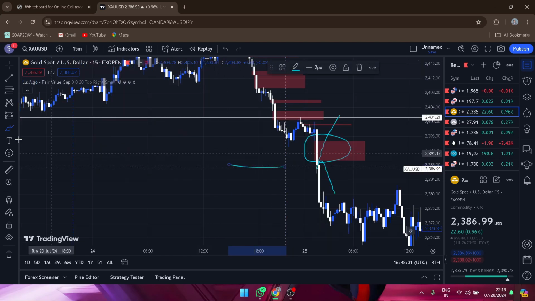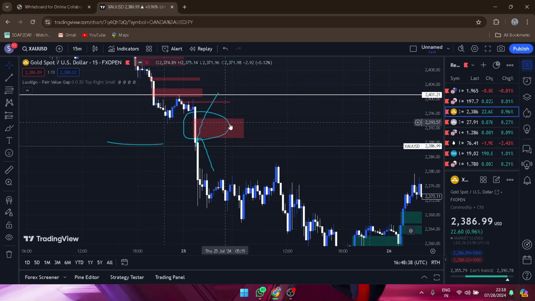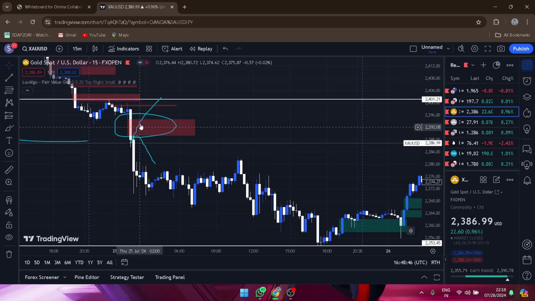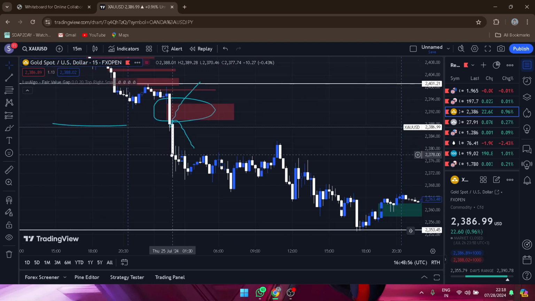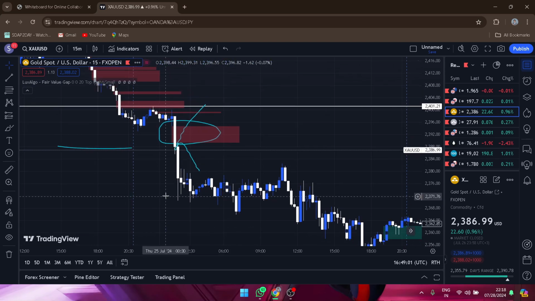Now, a fair value gap is either broken or it is maintained. This is a selling fair value gap. As you can see, there is an irregularity in the selling candles, right? When there is an irregularity in the selling candles, we normally say that this is a selling fair value gap or bearish fair value gap. The price might come over here, respect this fair value gap and go down, or it might not respect this fair value gap and cross it.